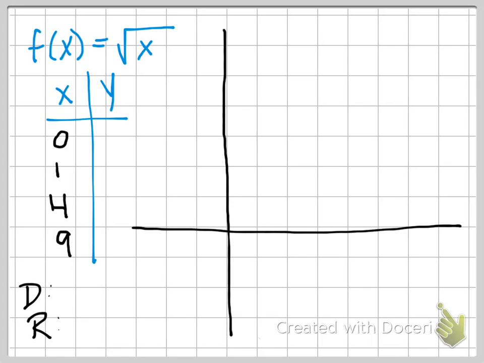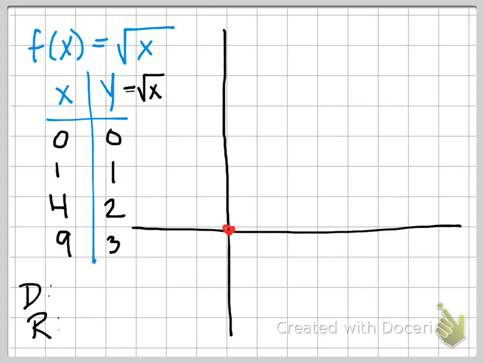So my function is the square root of x. If I plug 0 in for x, the square root of 0 is 0. If I plug 1 in, the square root of 1 is 1. If I plug in 4, the square root of 4 is 2. And if I plug in 9, the square root of 9 is 3. So now that we have these values, we're going to create our picture by plotting the points.